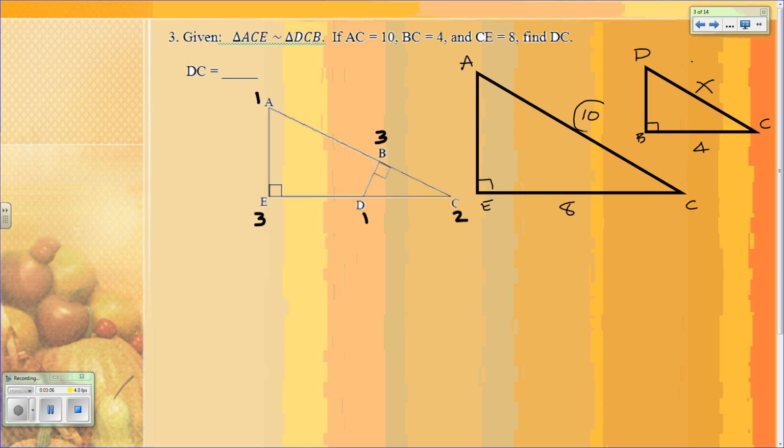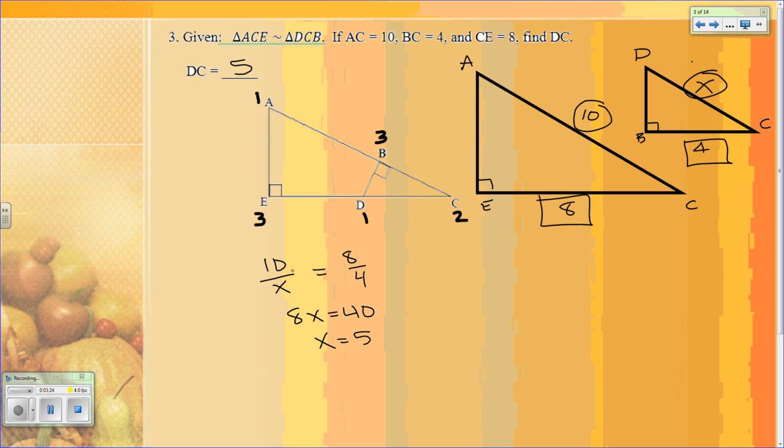Now I know that this hypotenuse goes with this hypotenuse, so 10 goes with X, and this leg goes with this leg, so 8 goes with 4. Cross multiply and divide. 8x equals 40, so X is 5. So I find out that DC is 5. Just redraw them. It took just 2 seconds to redraw them, and you could probably do it even faster with pencil than I can with this thing.